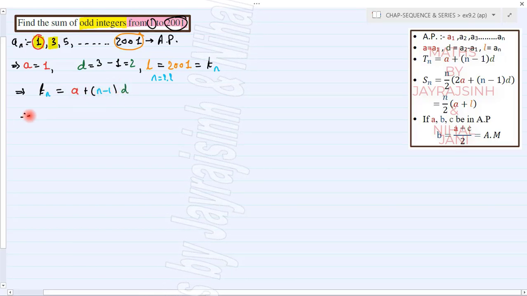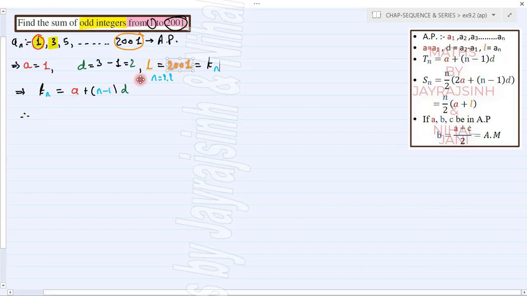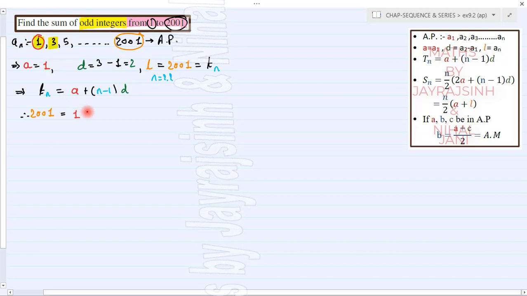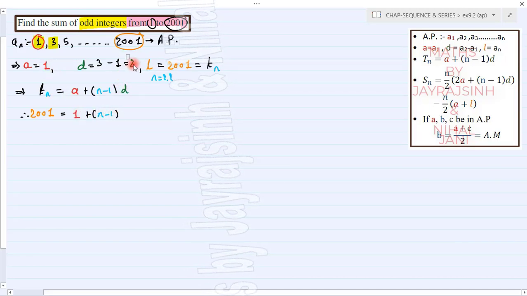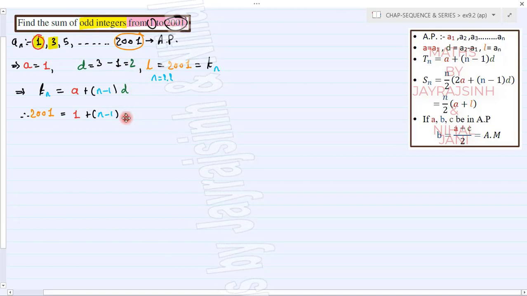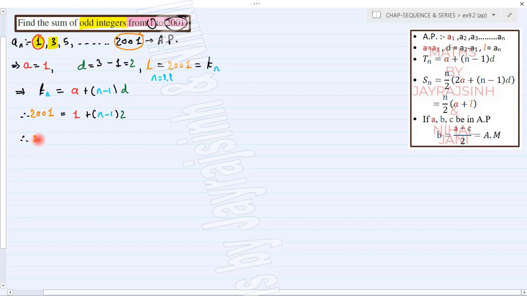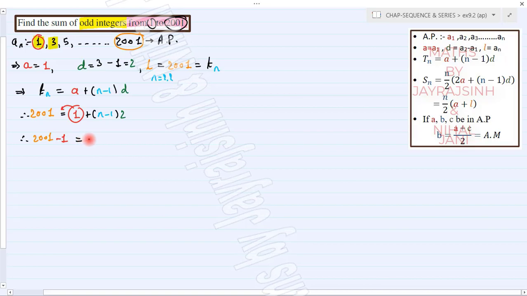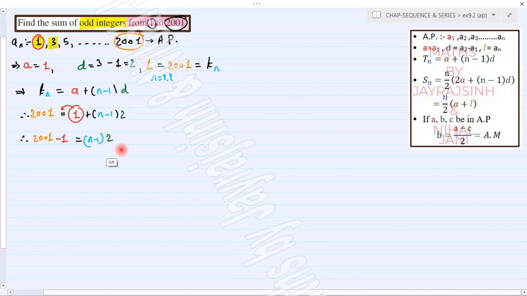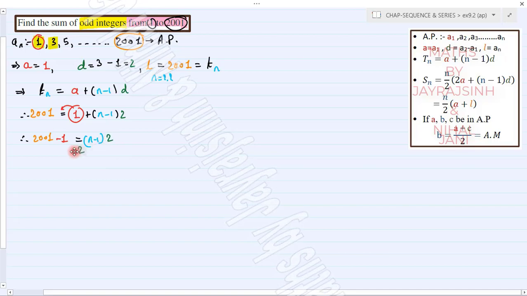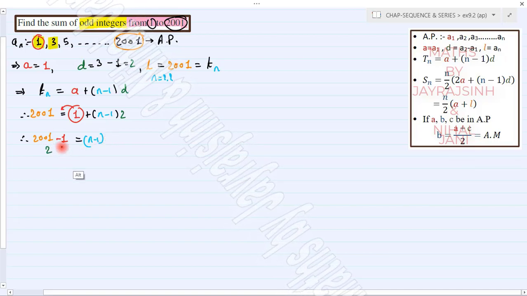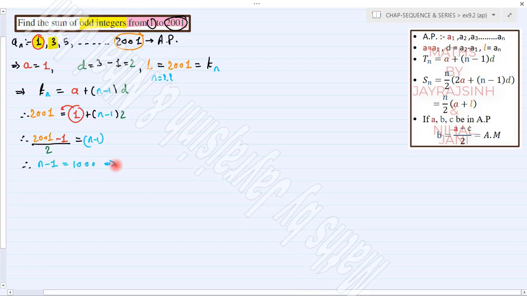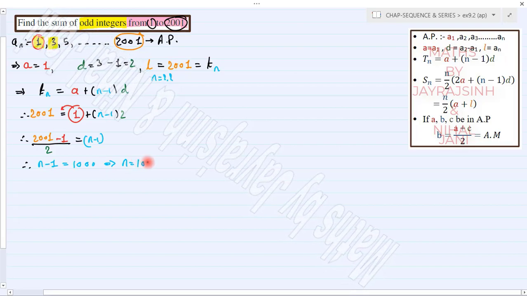Now, let's substitute the values. Your Tn is 201, then a is 1, and the common difference of the AP is 2. So, 201 minus 1 is equal to (n minus 1) into 2. And if we move this 2 to the left hand side, it will go in the denominator. So, we'll get n minus 1 is equal to 100, or we can say your n must be 101.